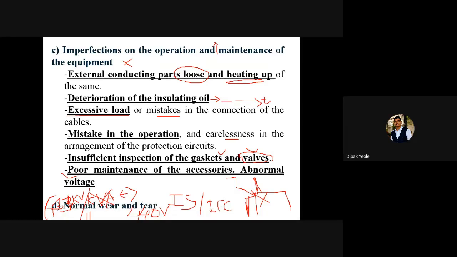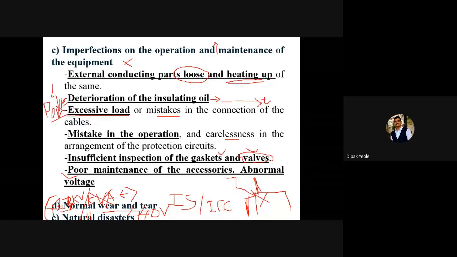The last point is normal wear and tear. What does it mean? If we are using a bushing for our particular transformer, then we have to take care of the bushing also for a period of time. We know that the bushing is made up of porcelain material. After some years, that porcelain material deteriorates. So there can be chances of wear and tear, and because of the failure of this porcelain material, a flashover is going to happen.